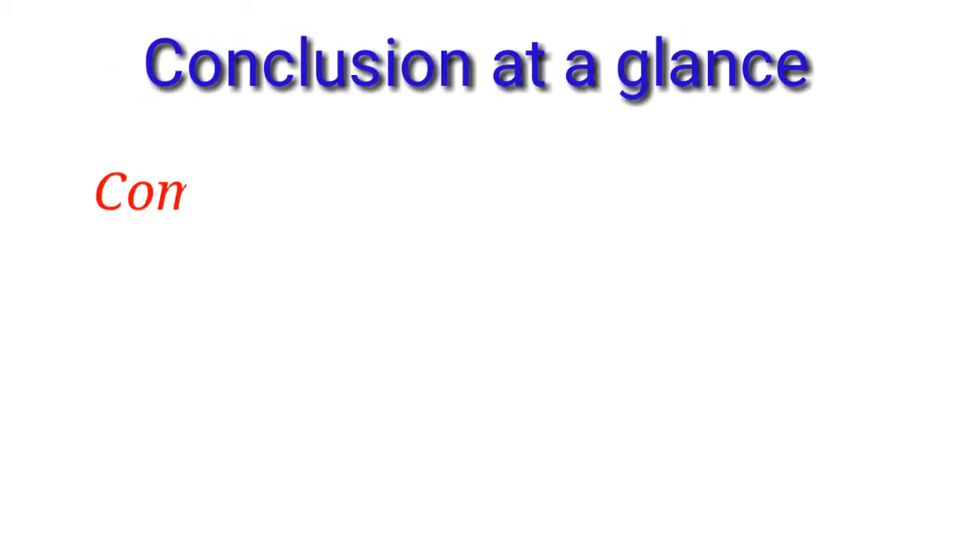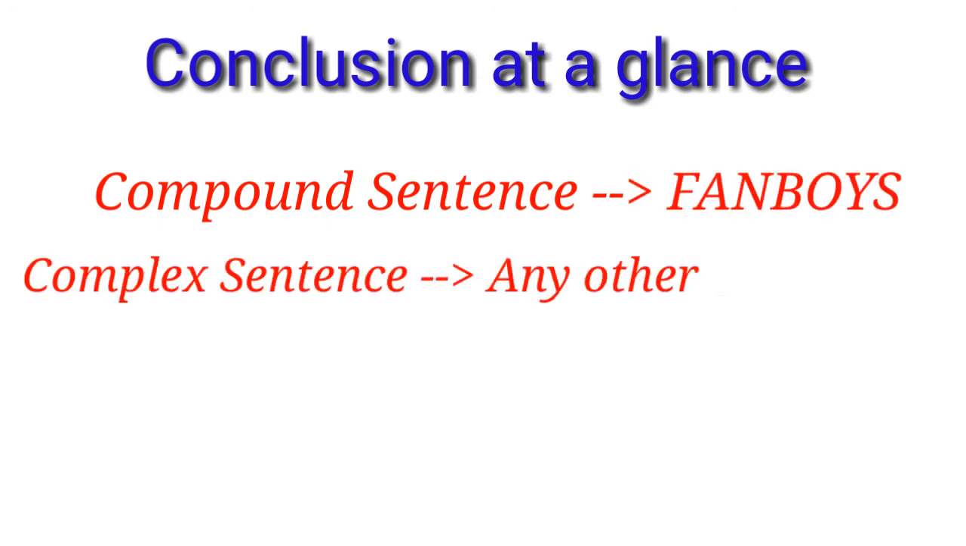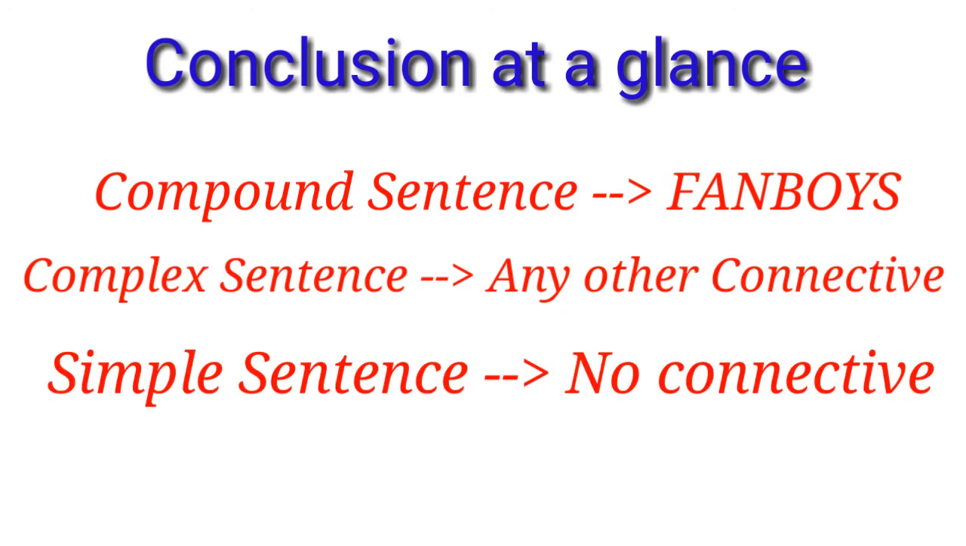So what is the conclusion that should be observed at a glance? Compound sentence is formed using FANBOYS. This is the acronym, that means for, and, nor, but, or, yet, and so. And complex sentence is formed using any other connective. And in simple sentence, there should be no connective. So observing the connectives, we can identify and form simple, complex and compound sentence.